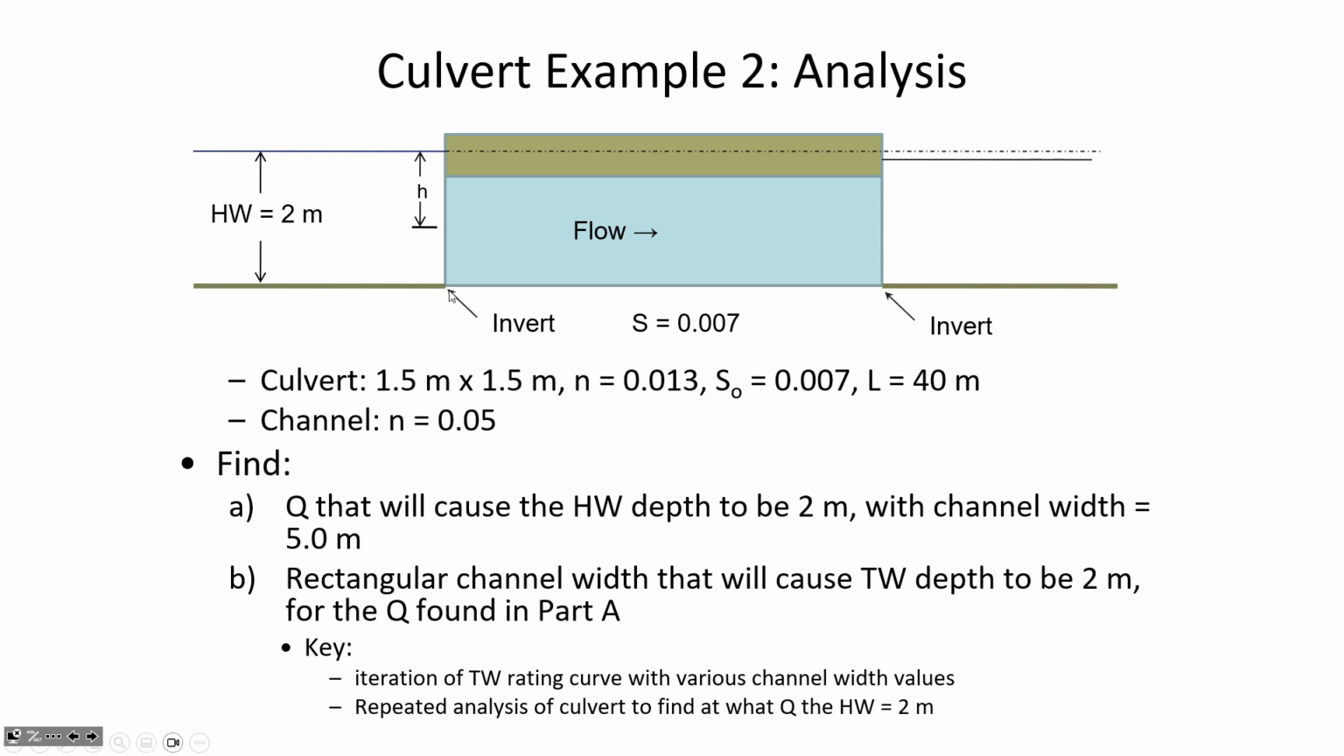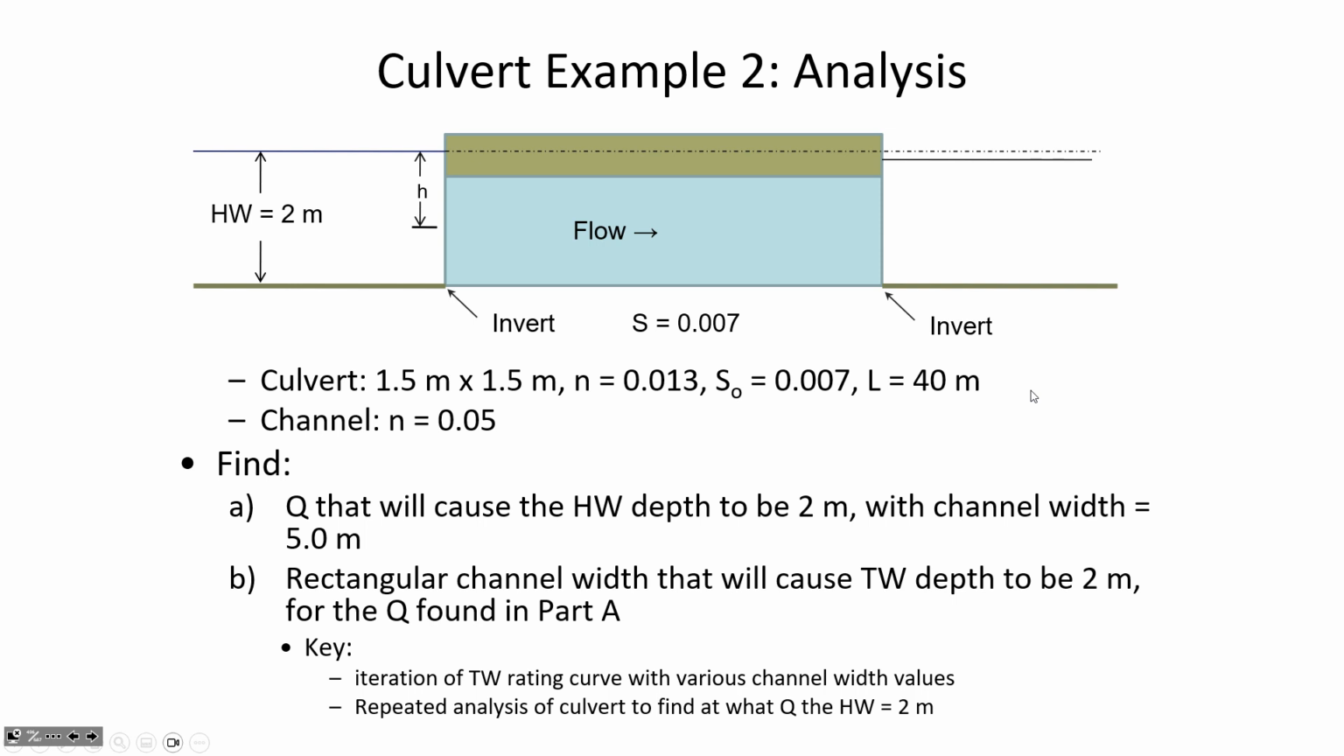So you're going to say, for example, let's just call the invert elevation upstream 100. And let me write this on the board for us to keep track of as we go through entering this into HY8. If we say let's have the invert upstream be 100 meters, then if it has a 0.007 slope and the culvert is 40 meters long, then what should this elevation be?